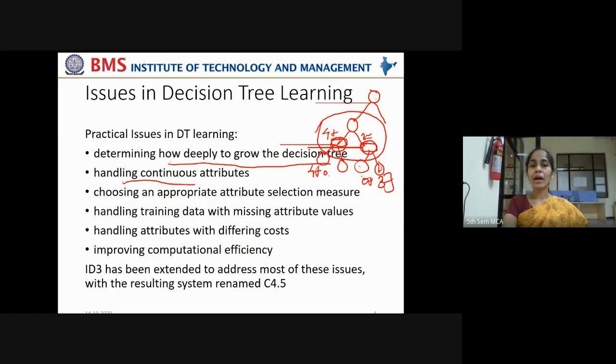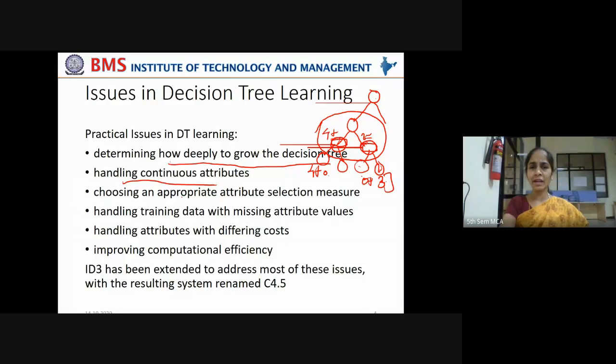Okay, then how to handle continuous attributes. Say your decision tree works well with categorical attributes because your final outcome will be yes or no, 1 or 0, fraudulent or not fraudulent, genuine or not genuine. Like that, you have categorical outcomes that can be given by this decision tree. But if you have continuous attributes, how to handle those continuous attributes, that also we are going to see under this discussion about issues in decision tree learning.